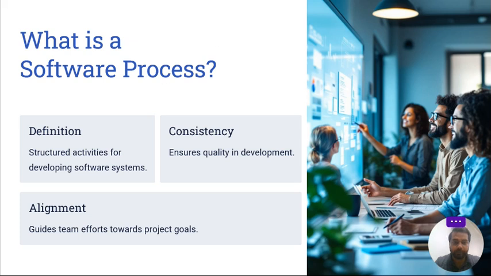What is a software process? First, let's define what a software process is. In brief, it is a collection of activities that are well structured and essential in developing a software system. The processes are vital in ensuring standardization, quality, and coherence among team members during the development lifecycle.